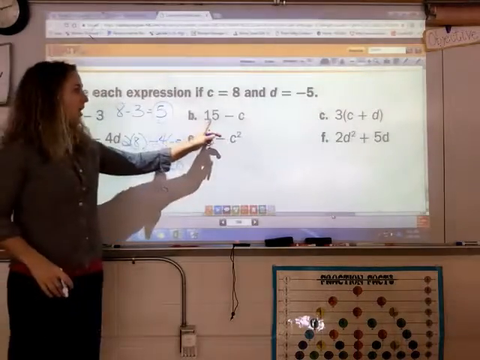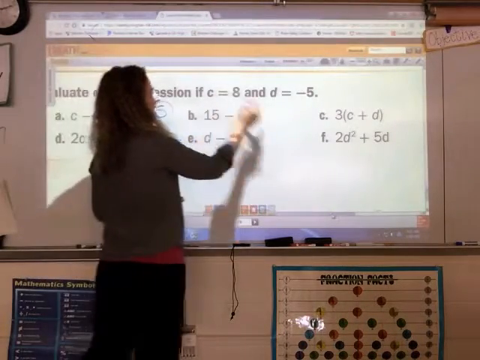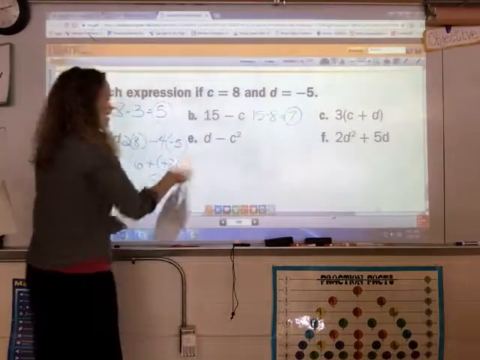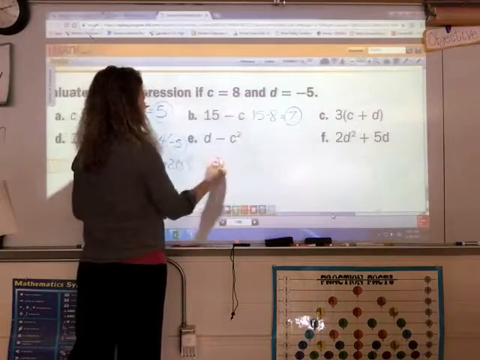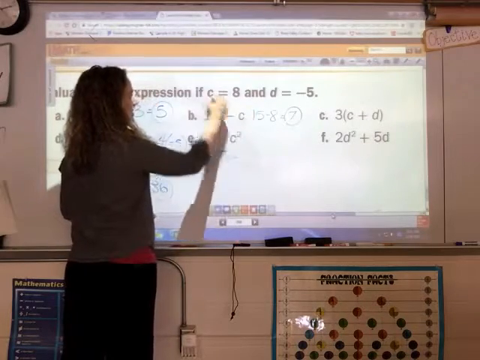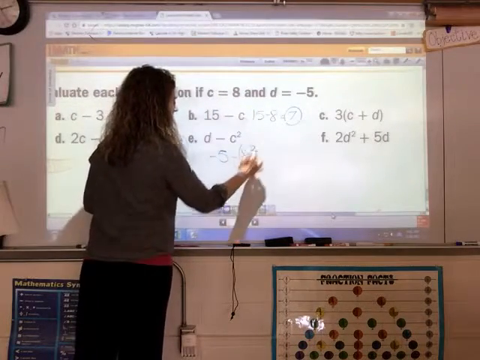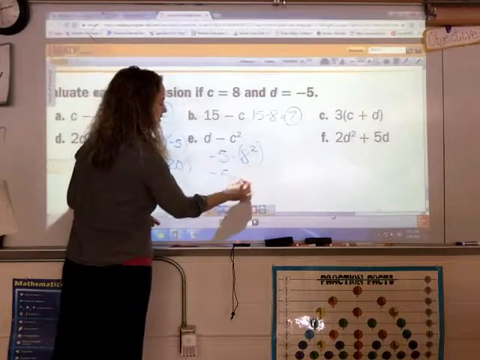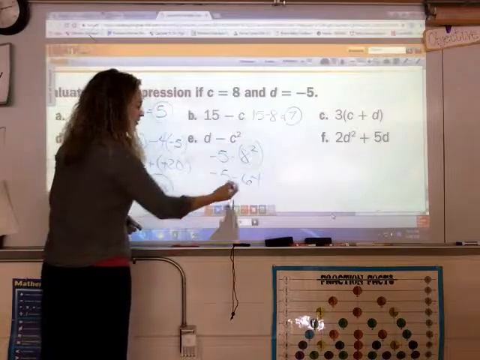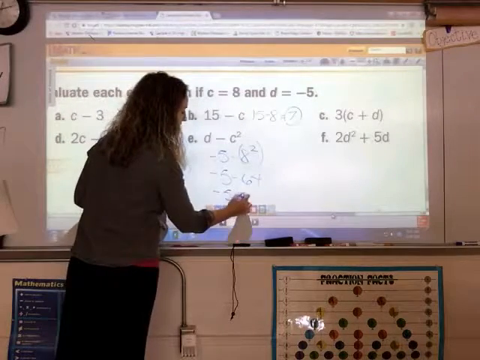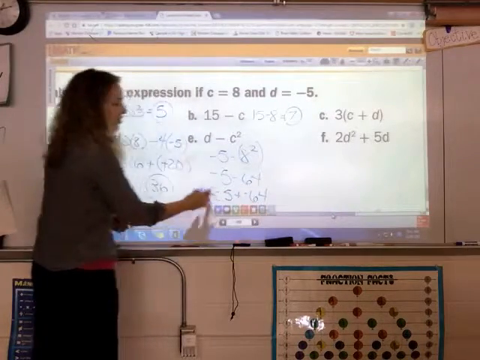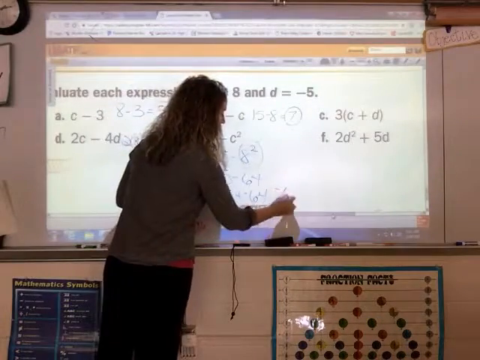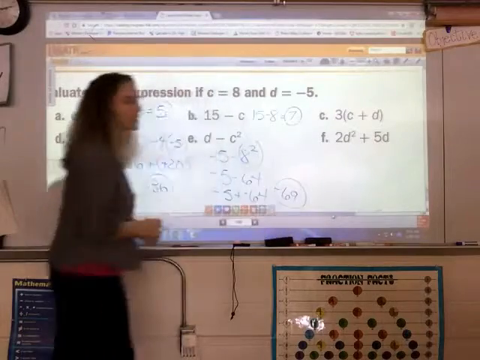Okay? 15 minus C. C is 8, so 15 minus 8, and that should equal 7. Okay, D minus C squared, so D, negative 5 minus C squared, so that's 8 squared. Okay, so I've got negative 5 minus 8 squared would be 64. I can rewrite that as negative 5 plus negative 64. These are both negative, so I'm going to add them together. 64 plus 5 would give me 69, and it's negative, so negative 69.